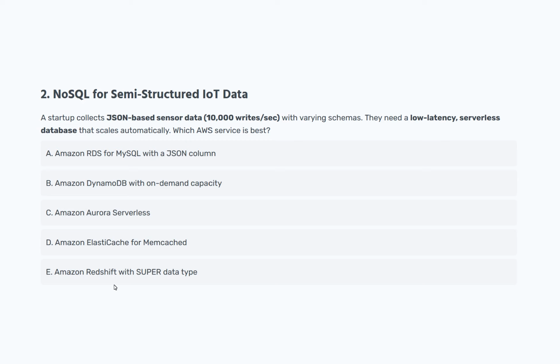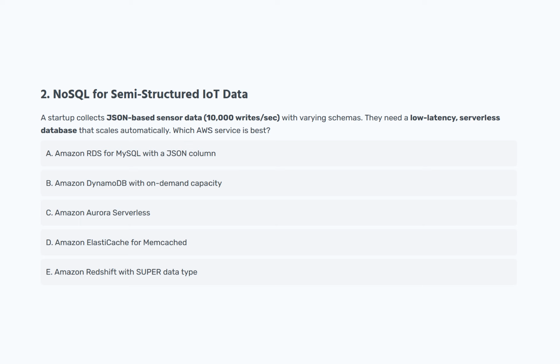Okay, so the next question is NoSQL for semi-structured IoT data, right? A startup collects JSON-based sensor data, 10,000 writes per second with varying schemas. Fast speed. They need a low latency serverless database that scales automatically. Which AWS service is best?